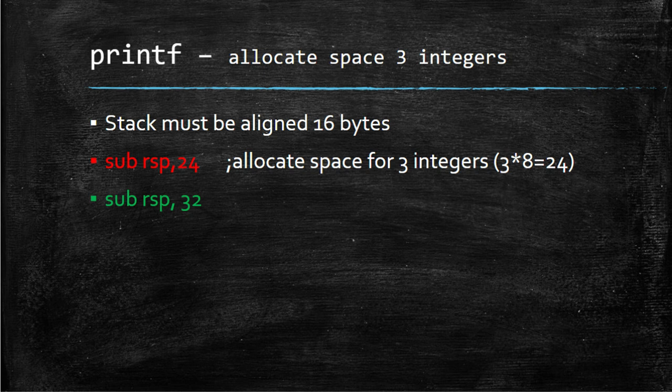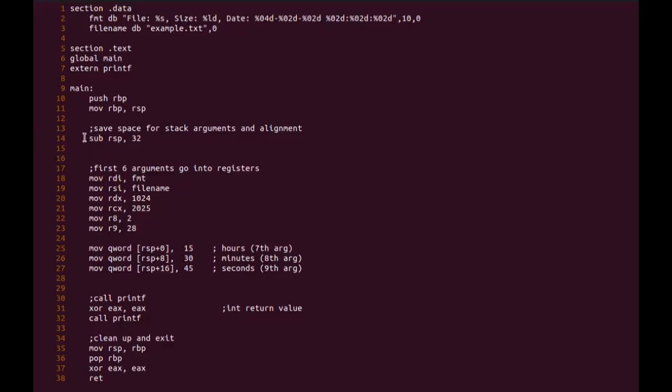To allocate space on the stack, we must be 16 bytes aligned. Notice we need 3 variables. That would be 24, but that's not 16 bytes aligned. Here you can see in green, I'm using 32 bytes. As you can see on line 14, I'm going to allocate 32 bytes on the stack. Then on lines 25, 26, and 27, we are just going to write the values directly to the memory addresses. Remember, RSP is our register stack pointer.